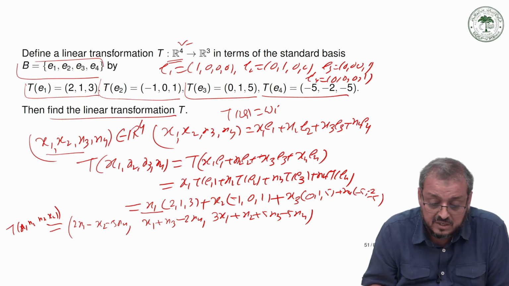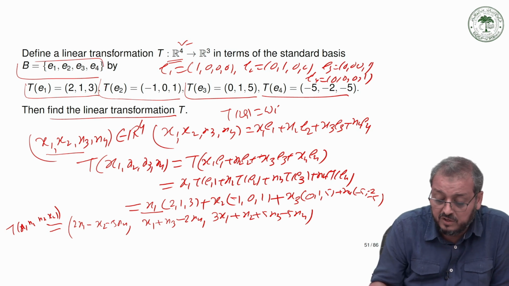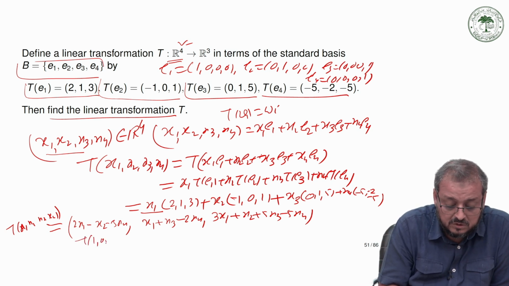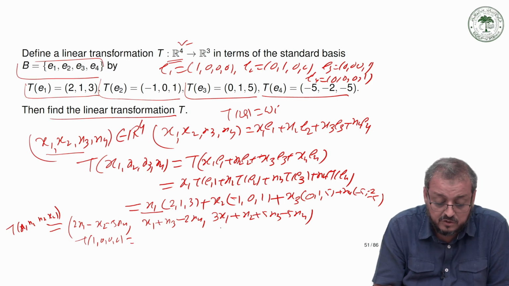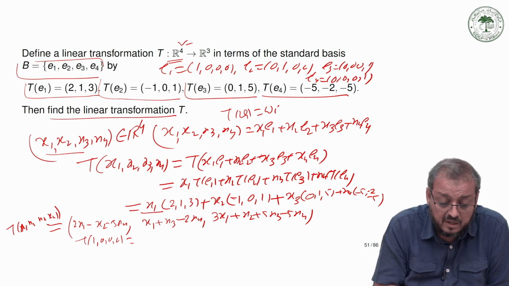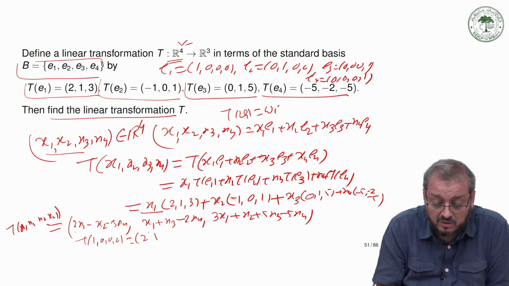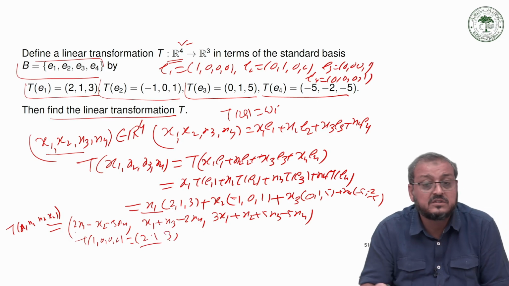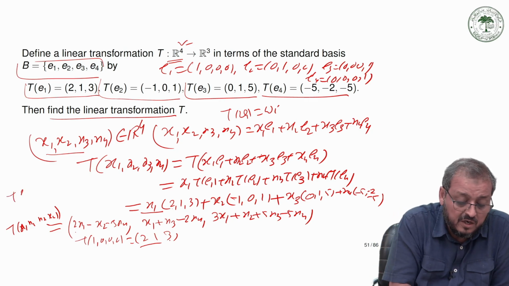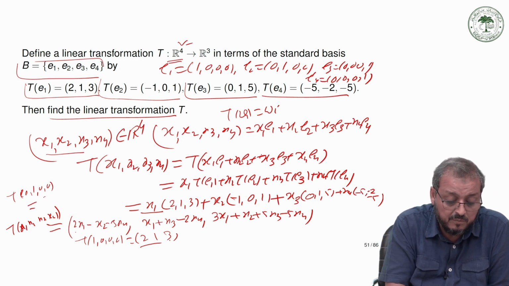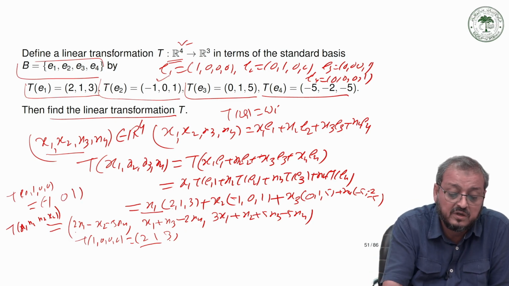Now you can verify this clearly. If you take T of E1, that is 1, 0, 0, 0, and substitute in this form, the first component is 2, the second is 1, and the third is 3. Similarly, you can verify the other terms. If you take T of E2, that is 0, 1, 0, 0, you get minus 1, 0, and 1, which satisfies these conditions.